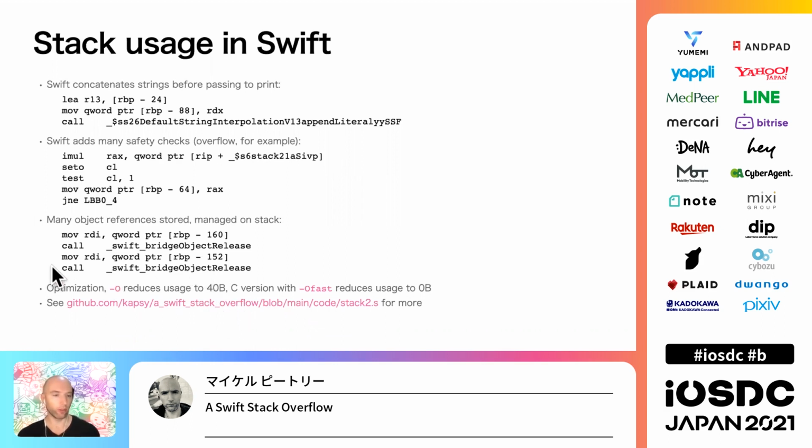It's also worth noting that when this code is optimized with the -O argument, it reduces the stack size to about 40 bytes. And the C version with the -Ofast argument reduces it to about 0 bytes. So that's quite a big difference, 152 to 40 bytes. And I hope you can start to see why optimized builds might fix any stack overflow errors, or to put it another way, unoptimized builds are more susceptible to stack overflow errors.